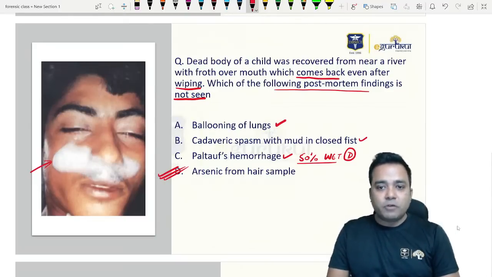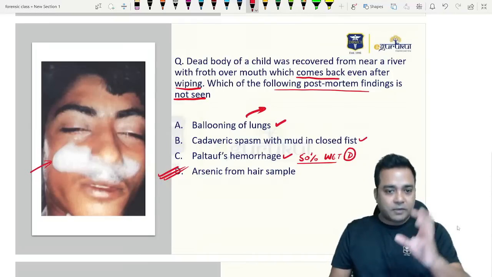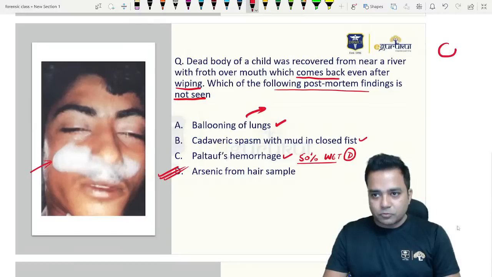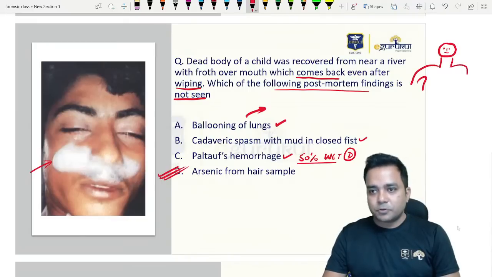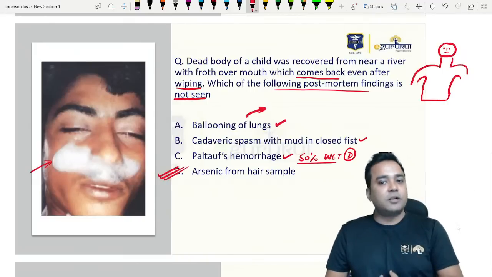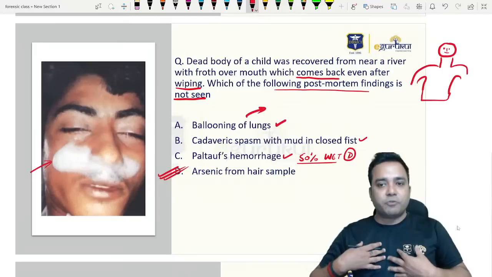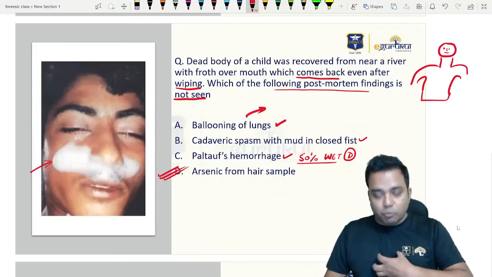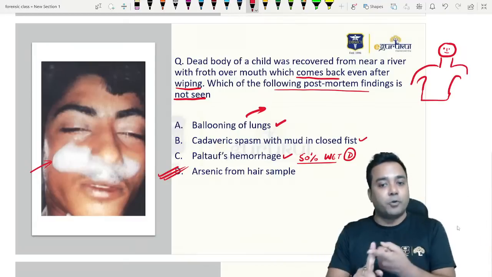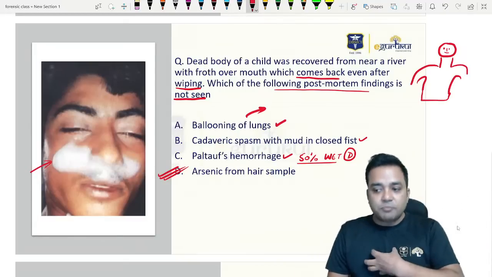What do you mean by ballooning of lungs? This should be very clear. Ballooning of lungs means, suppose this is the person whose autopsy is being done, and the person is lying over the dissection table. We have removed the sternum bone. Now the thoracic cavity is open for me. What I'm seeing is that the moment I remove the sternum, the lungs balloon out in a case of wet drowning. Why does this happen? Why does lung ballooning occur?